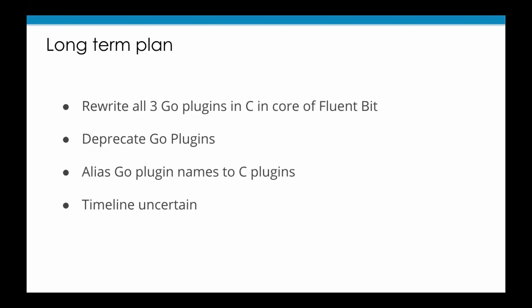Then we can deprecate the Go plugins. The idea is maybe what we can do is once we have the C plugins at full parity with the Go plugins, we can remove the Go plugins and alias their names in Fluent Bit core so that you don't have to migrate your configuration. It just works with the C plugins starting in some release of Fluent Bit. The timeline on that is very uncertain, and I should be very clear that this does not represent any sort of a hard commitment from myself or from AWS as to exactly what we will do, but it's definitely something that I'm thinking about.